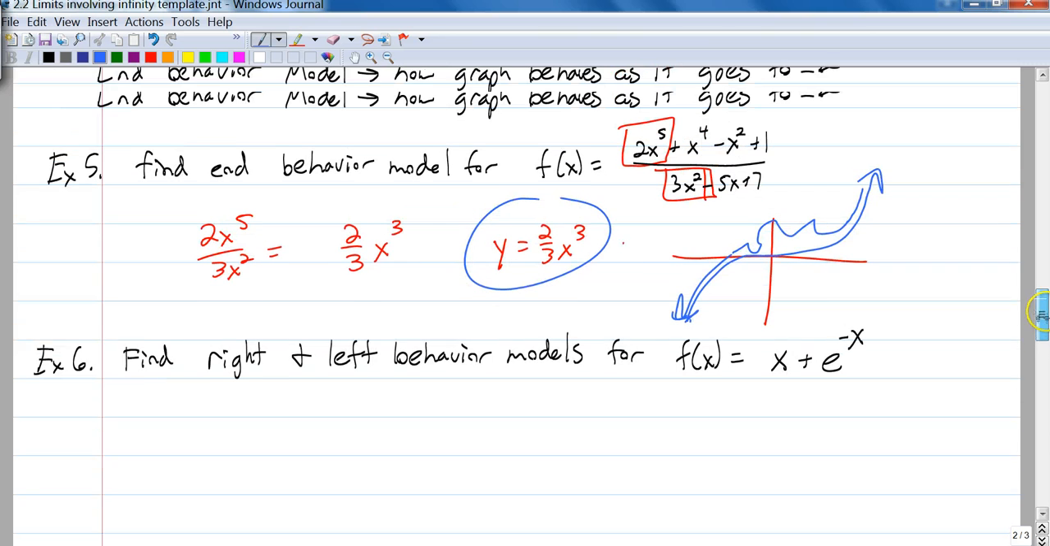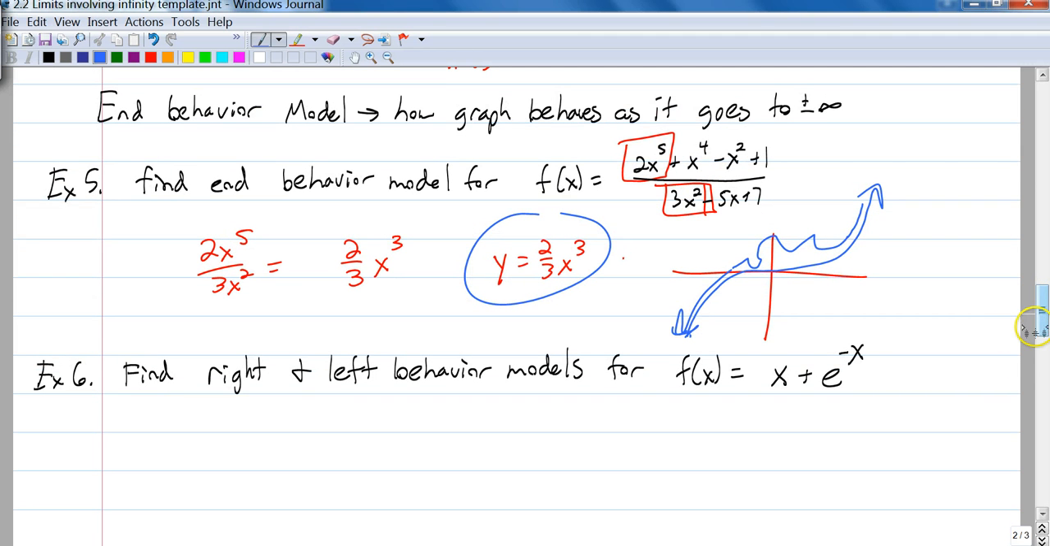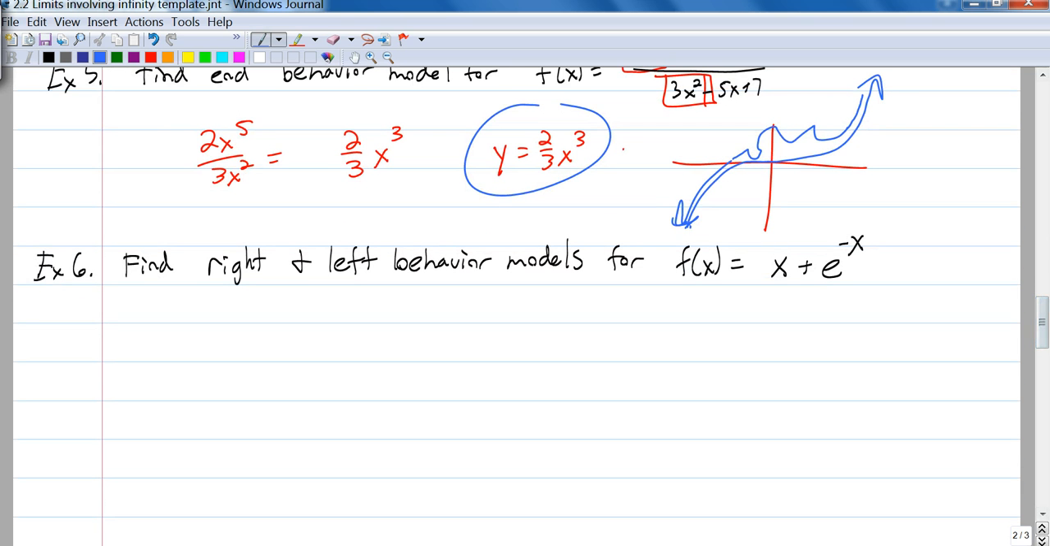So that's finding the end behavior model when it's a rational function, but sometimes we get ones that are not rational functions and we have to think about them. The way I think about these is, if I go really far to the right, which one wins out? Which one overpowers the other one? Because that's the one the function is going to follow. So going towards the right, the right end behavior model is when x is going to infinity. So let's look at what happens when x goes to infinity.